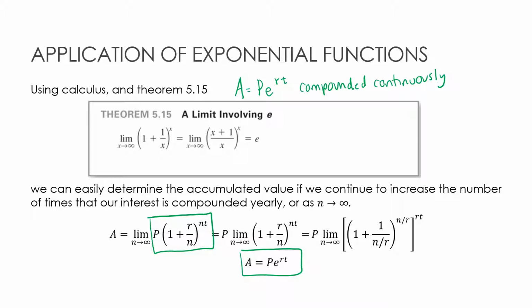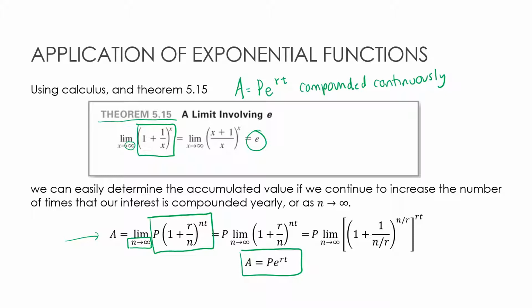We're going to use theorem 5.15. And essentially what that says, and then we're going to go through this math together as to how we did all of that, is that if I take the limit as x approaches infinity, now in our case that means as the number of times we compound gets larger and larger towards infinity, of (1 plus 1 over x) to the x, I end up with e. So we're very familiar with e, the natural exponential function.